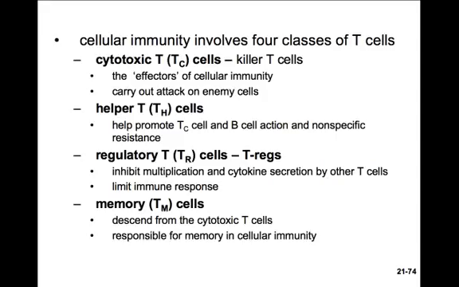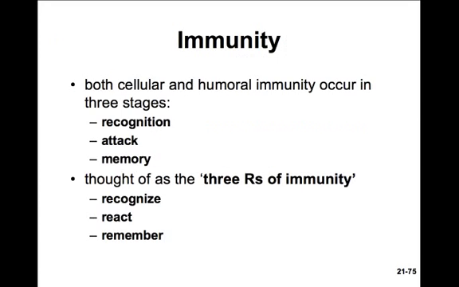And the fourth type of cell are memory T cells. They're descendant from cytotoxic T cells, but they're purely responsible for the memory in the cellular immunity. We'll see how they arise soon. So immunity, both cellular and humoral, occur in three different stages: recognition, attack, and memory. We can also think of them as the three R's: recognize, react, and remember.